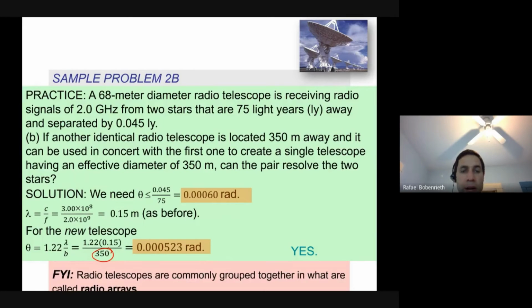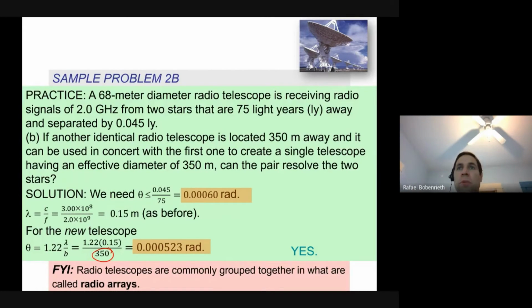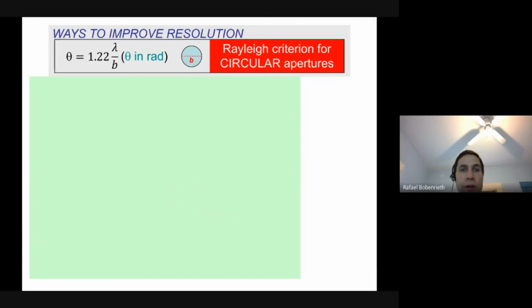Okay, so like I said, radio telescopes are commonly grouped together in what are called radio arrays. Okay, so just one final slide here. If I want to improve resolution, if you look at this equation, what are two ways you can improve the resolution of your imaging system?